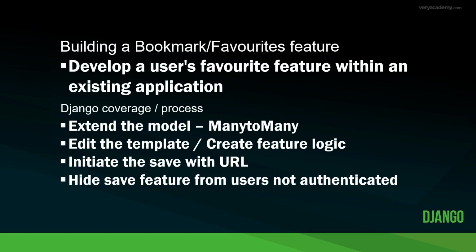So we'll pass some data over through the URL to the view. Towards the end, we'll have a look at hiding the save feature from users who are not authenticated. And in addition to that, for those who are authenticated, we need to swap over what the message says if they do actually save a post as a favorite. So we want to move from add to favorite to remove favorite.